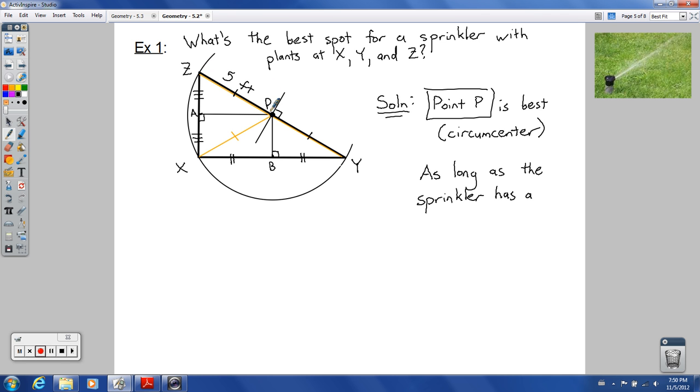So from here to here, it's going to be 5 feet, but the same thing is going to be true from here, P to Y and from P to X, the way we've drawn this. So as long as the sprinkler has a watering radius of 5 feet, the water will reach each plant.